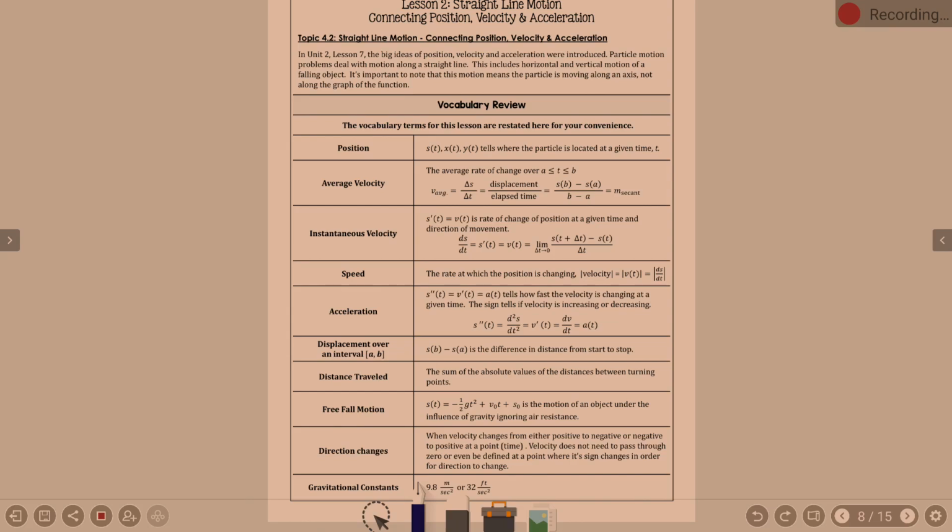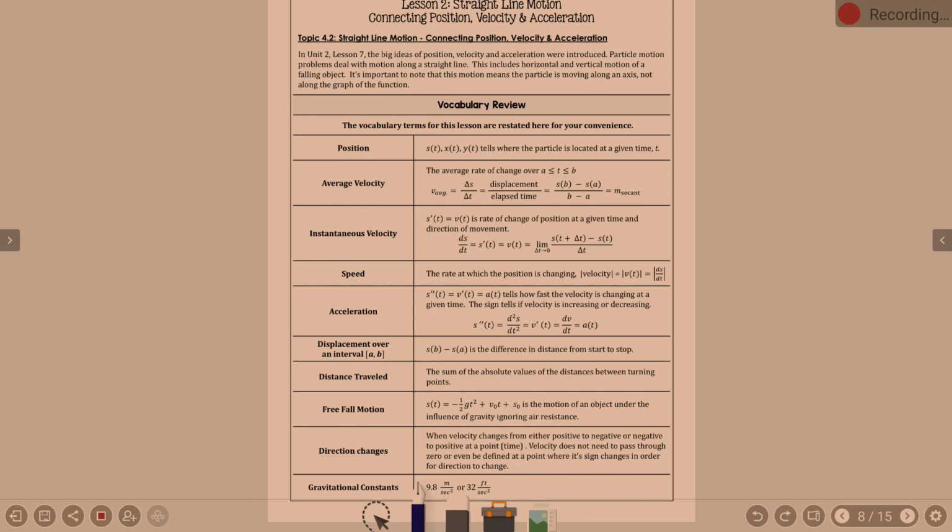Displacement over an interval. So that is ending position minus beginning position. It's the difference in distance from start to stop. It's not how many feet you traveled to get there. It's how far from the starting point to the stopping point. In other words, you don't count all the forwards and backwards. Distance traveled, officially, is the sum of the absolute values of the distances between turning points. So we go forward 5, back 3, forward 5 more. That's adding up all of those values in the positive format, of course.